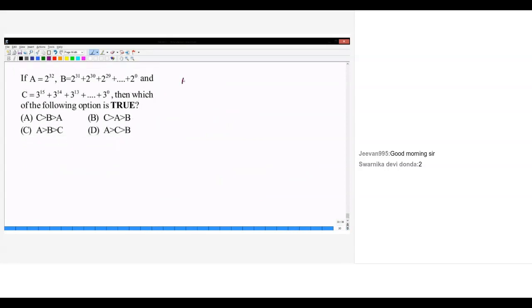A is 2 power 32. B is 2 power 0, which is 1, 2 power 1, and so on up to 2 power 32. There are 32 terms, so n is 32, right? 2 power 1, 2 minus 1.